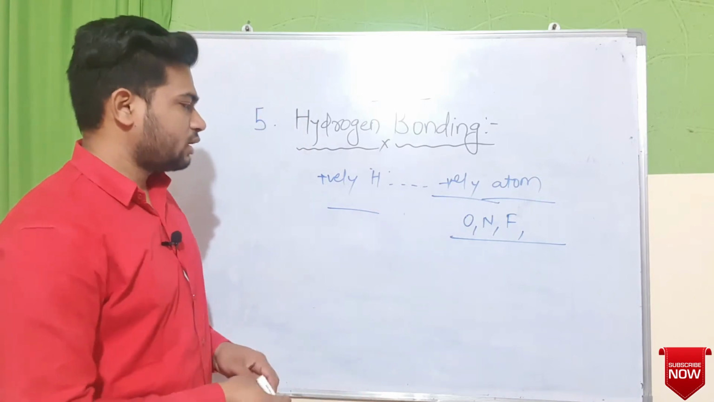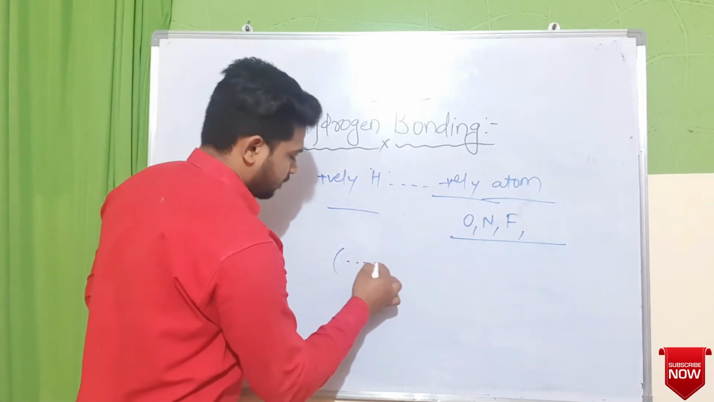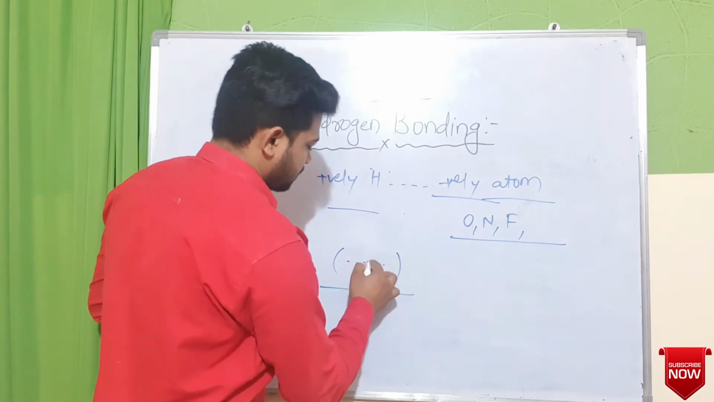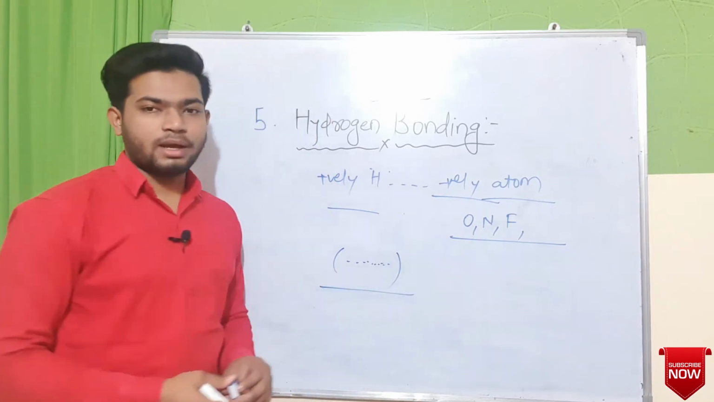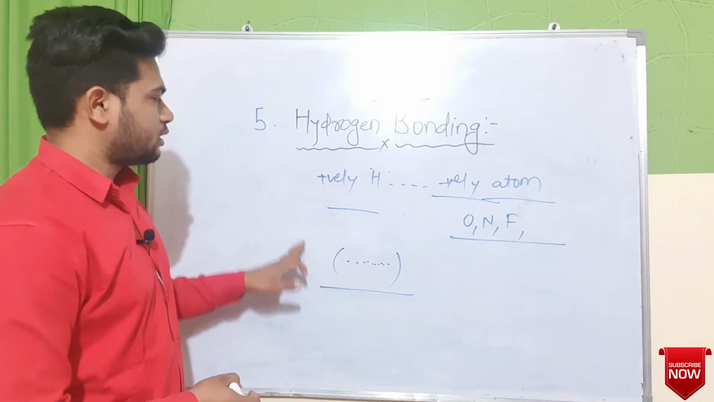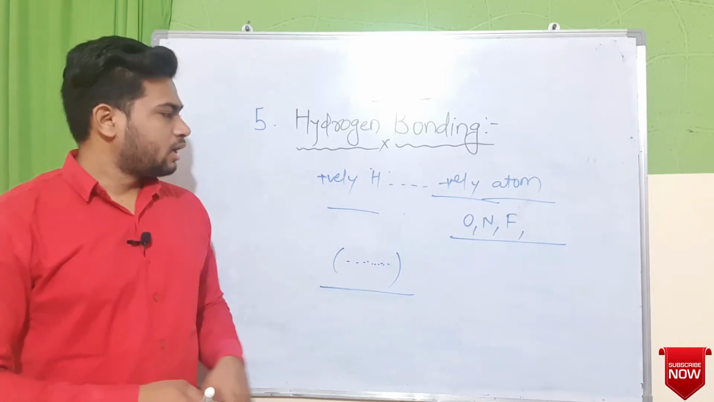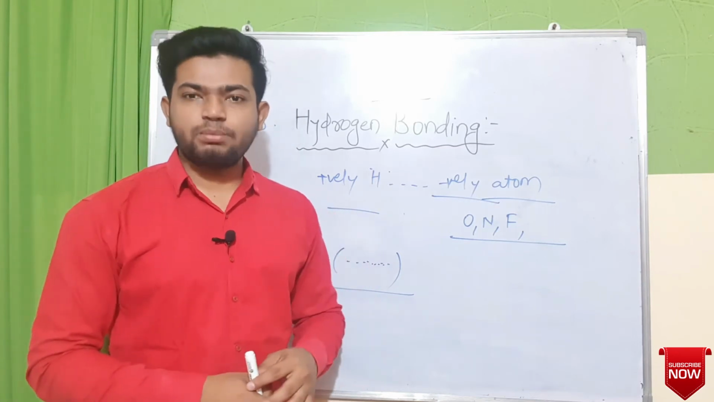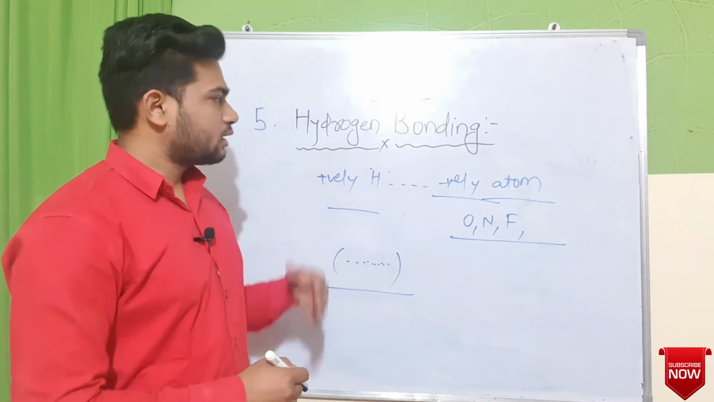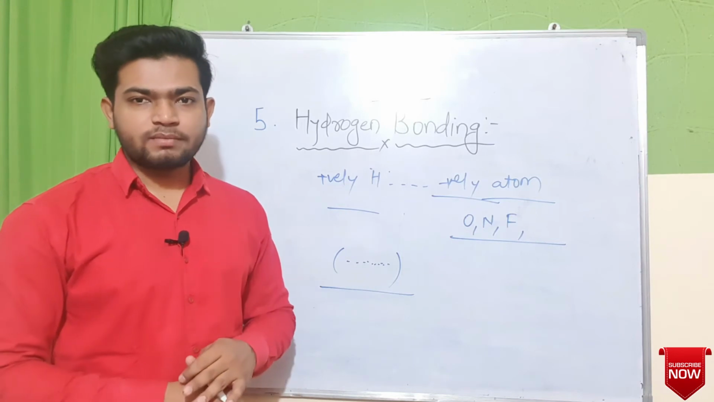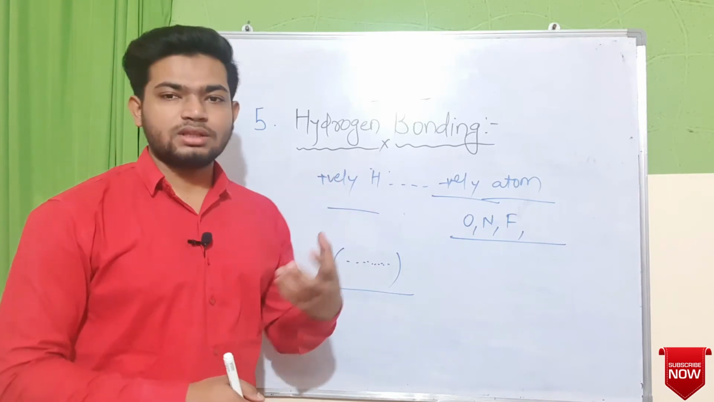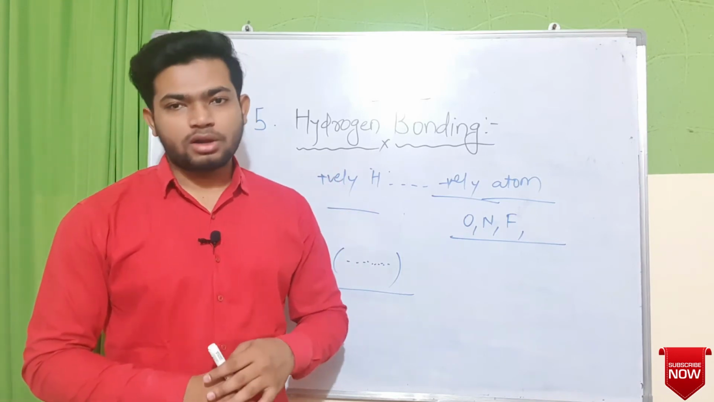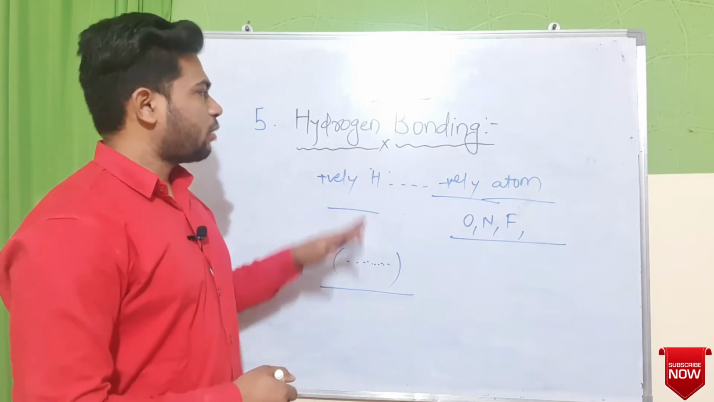Now this hydrogen bonding is shown by a dotted line. If there is a presence of hydrogen bonding, then it is denoted by the dotted line. So these are the points of hydrogen bonding. And there is another point: this hydrogen bonding is stronger than dipole-dipole interactions or dipole-induced dipole interactions, and it is weaker than a pure covalent bond or ionic bond. So this is all about hydrogen bonding.